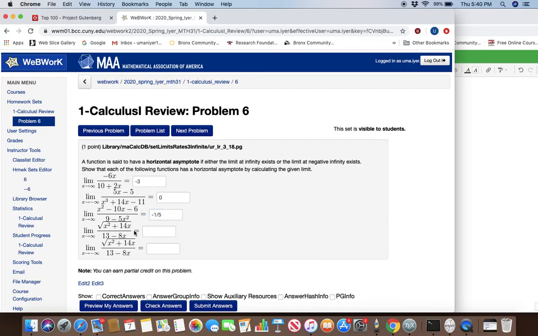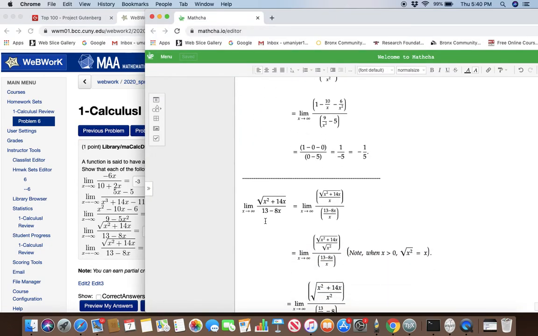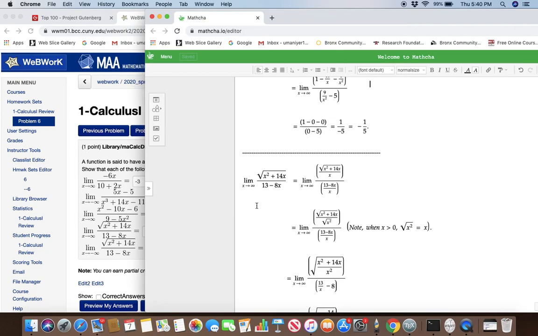Okay. Next, radical. This is an important kind of question. Again, limit of radical (x squared plus 14x) over (13 minus 8x). Divide by the highest power of x in the denominator. So that is x. Divide the denominator by x, divide the numerator by x. Now here is an important point, guys. X is approaching infinity. That means x is a positive number. When x is positive, square root of x squared is x.